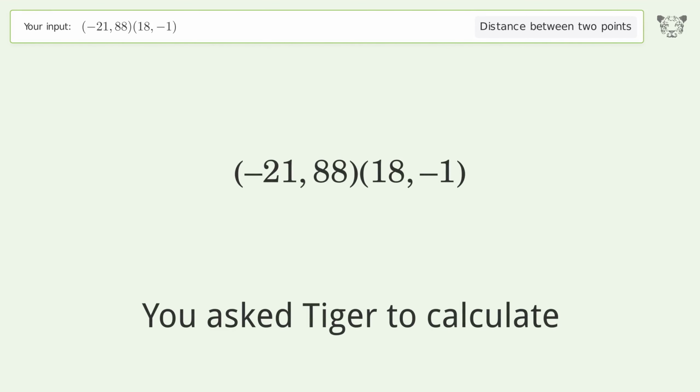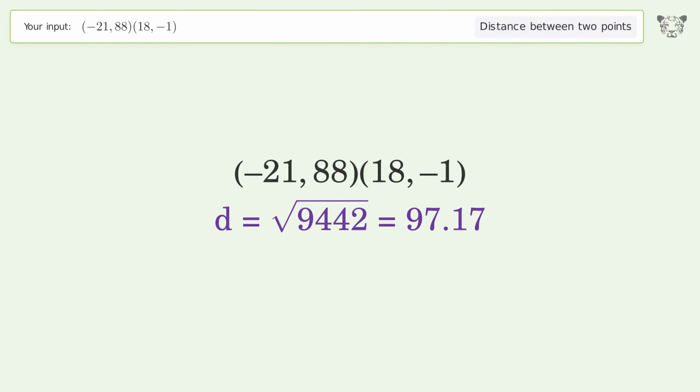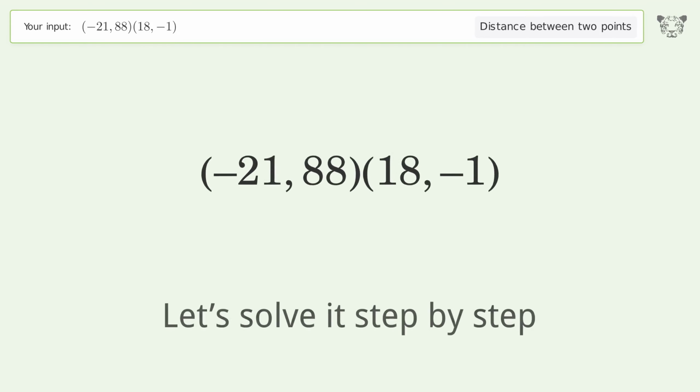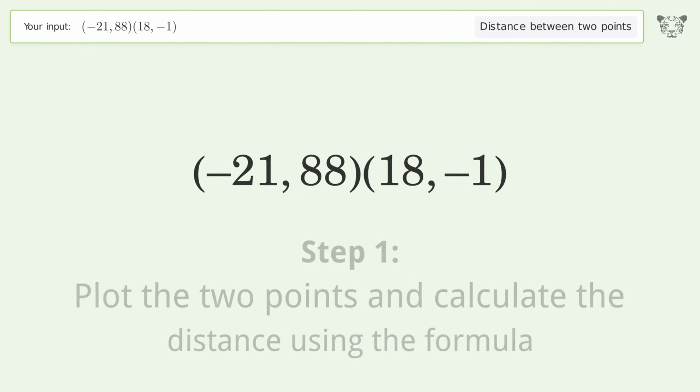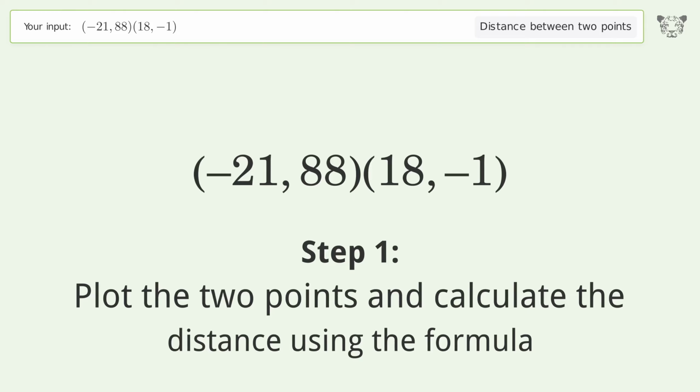You ask Tiger to calculate. This deals with the distance between 2 points. The distance between the 2 points is the square root of 9,442, or 97.17. Let's solve it step by step. Plot the 2 points and calculate the distance using the formula.